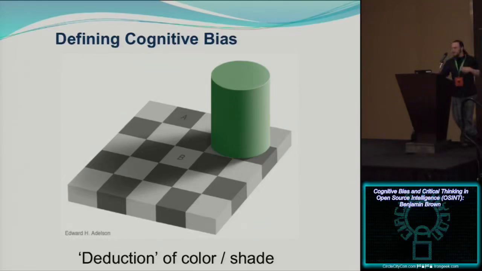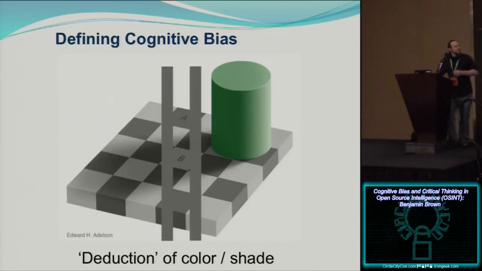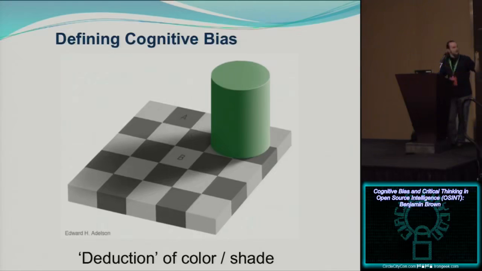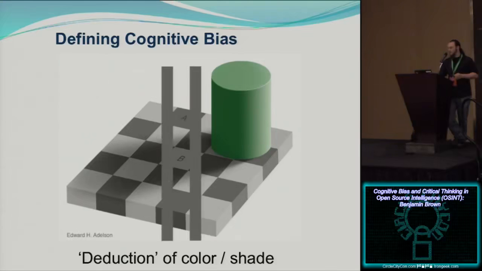Now, in the next slide, I'll break the illusion here. So A and B are actually the exact same color. If I were to take the color picker tool or take this image into Photoshop, then you could see that A and B are the same color value. But when we're looking at this image, they seem to be different colors or different shades.